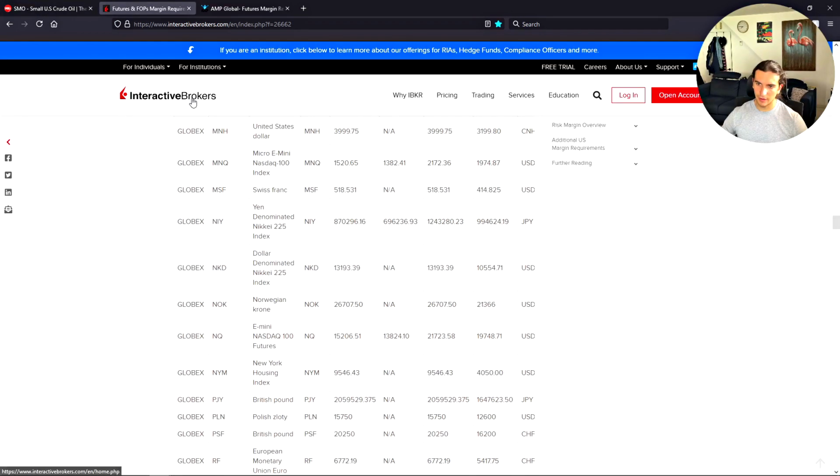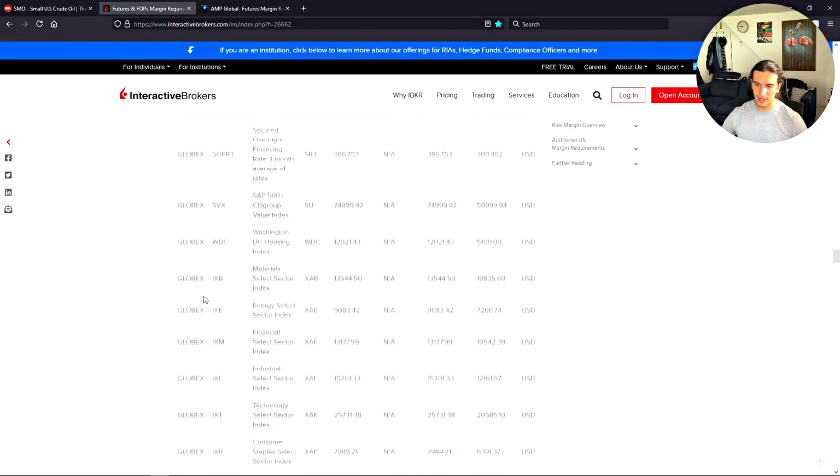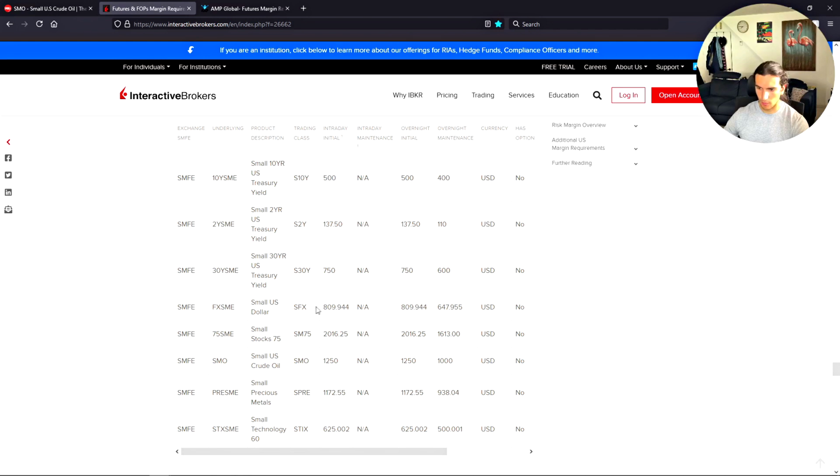So just for fun now, Interactive Brokers, I'm on their margins page. Small US dollar, the initial margin is $809 for this contract. Meaning that to open a trade long or short of one contract, you need this amount in your account. Once you open that position, you need to maintain this amount in your account, or else the trade will get liquidated. That's how that works.